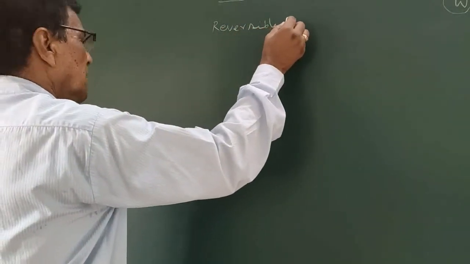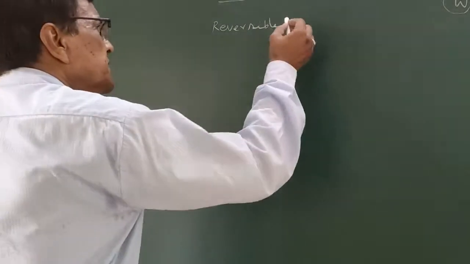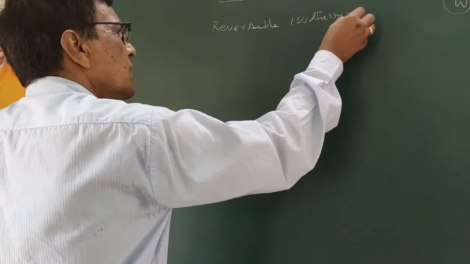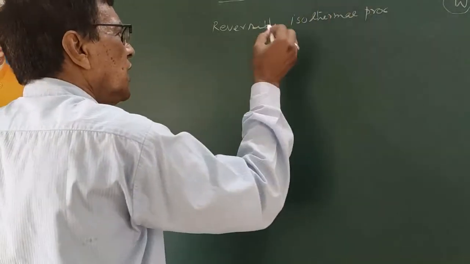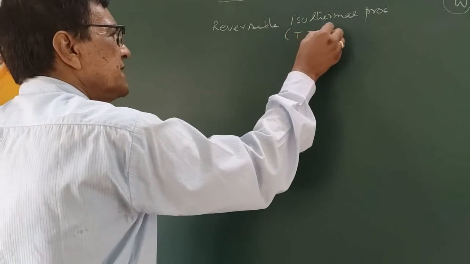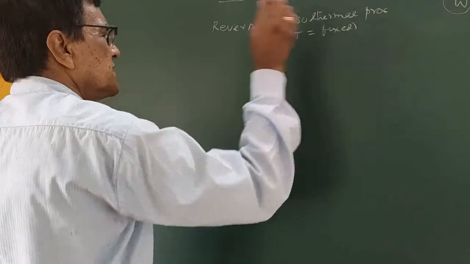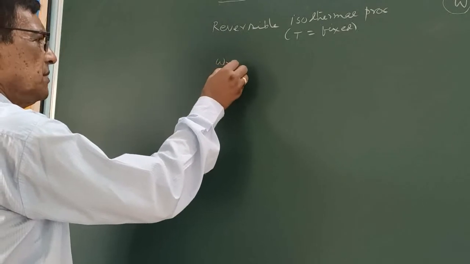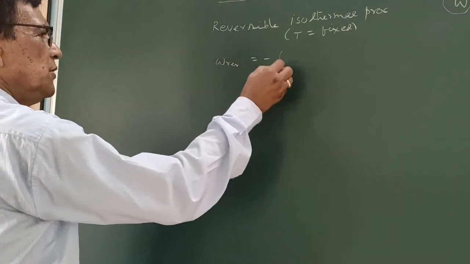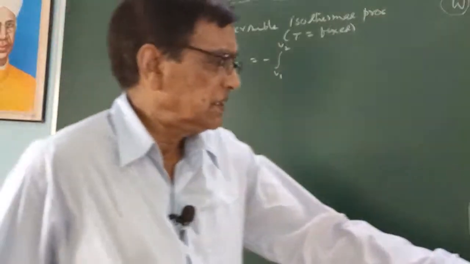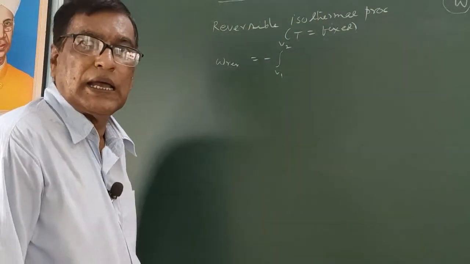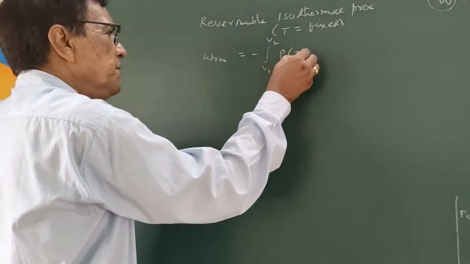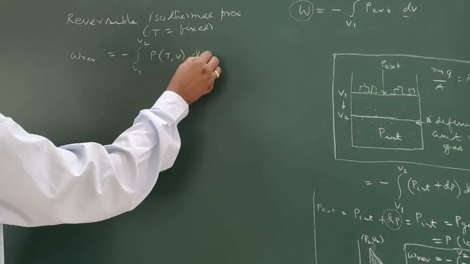Reversible isothermal process. Isothermal process means T of the gas is a fixed constant. And for this formula, W reversible equals minus integral from V1 to V2 of P dV, where P is the pressure of this gas, and this P is a function of temperature and volume.